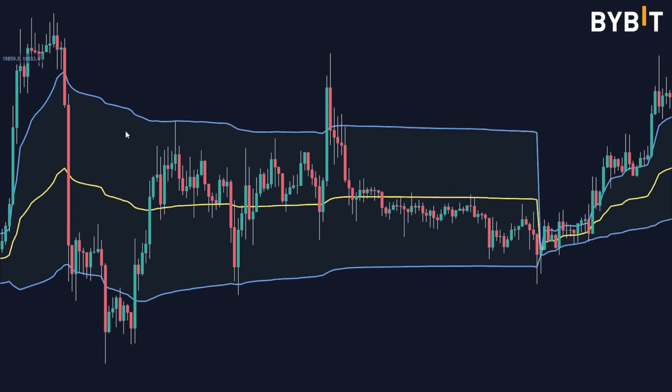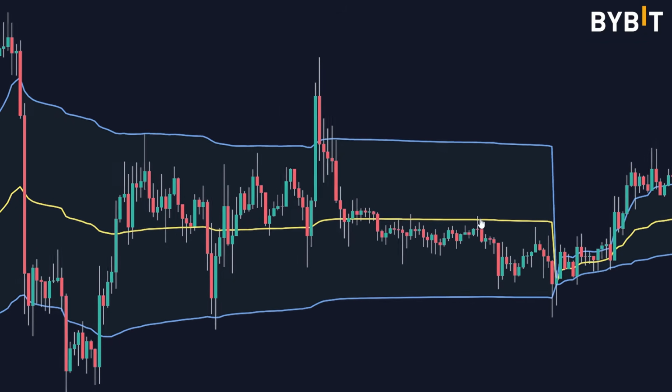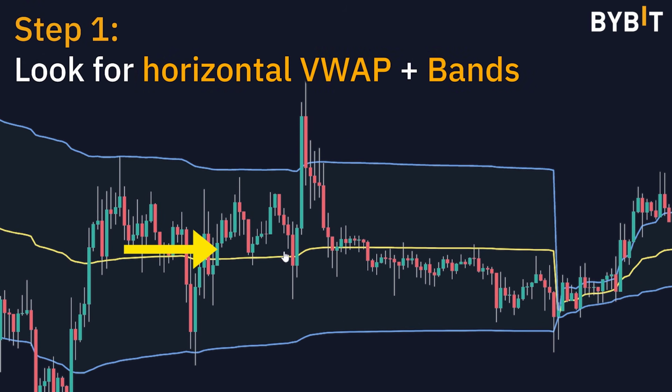If you're going to use a daily session, every 24 hours it will reset. If you use a monthly session, the calculation is going to reset every month. So I've got this set on a week session. There's two different ways that we could trade according to this. First is you want to take note of the direction that VWAP is moving. So for example, in most of the chart on my screen, the VWAP line is moving sideways, and we also have the bands moving sideways as well.